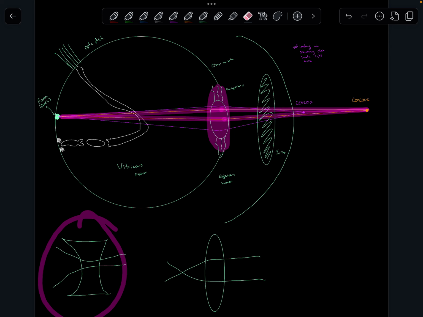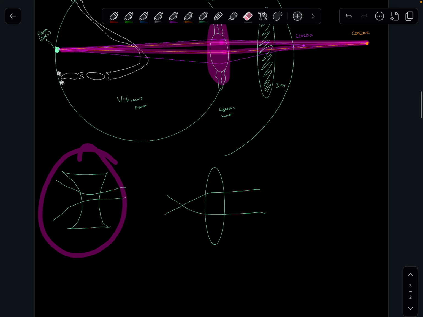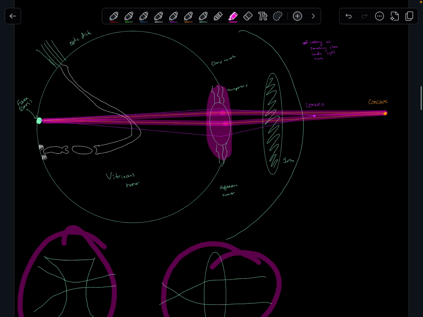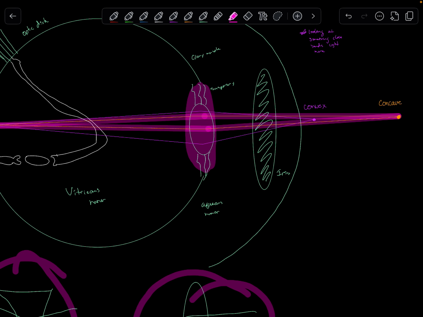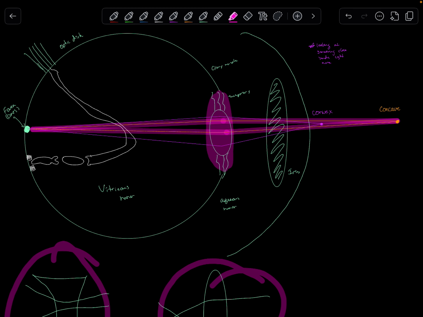But on the other hand, if I was looking at something close and it was blurry, right, and I was farsighted, I'm going to want to use a convex lens. A convex lens will shorten the distance of refraction, as I've drawn out here in this image. It'll shorten that distance so that I can reach the fovea and have a clear image.